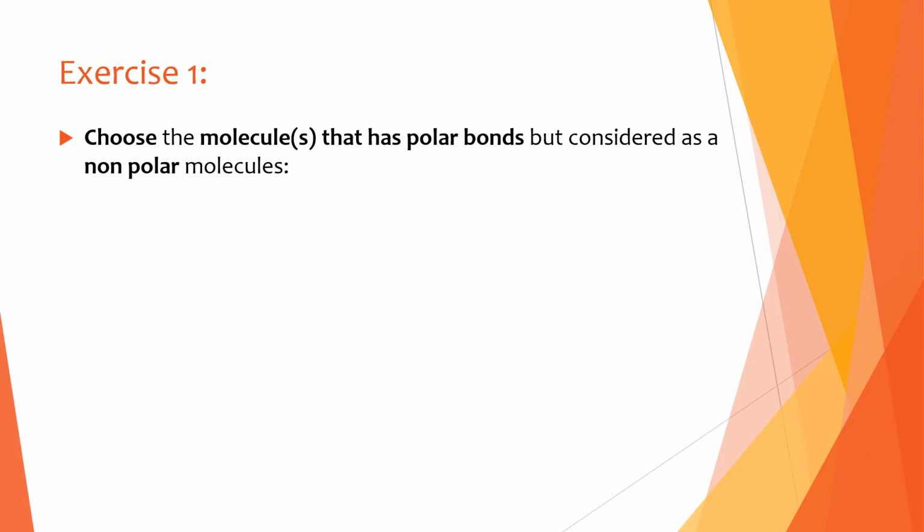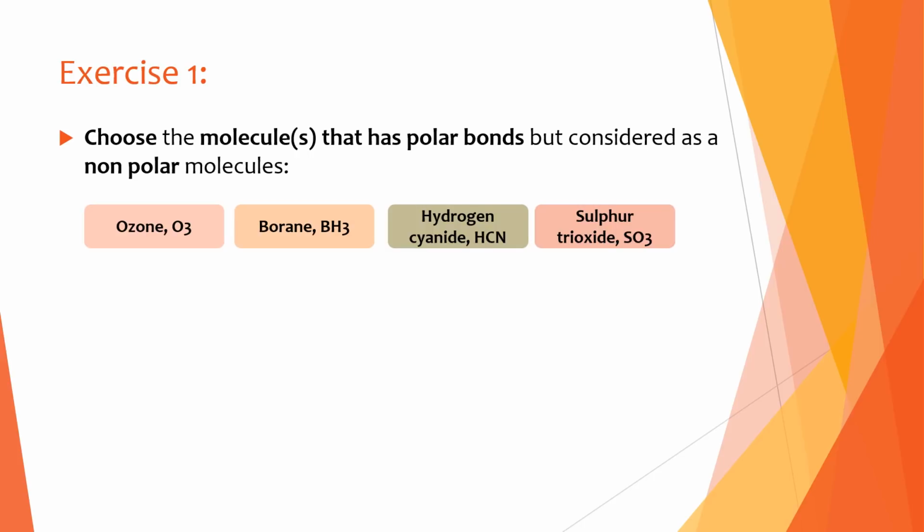Exercise 1. Choose the molecules that have polar bonds but are considered nonpolar molecules. So we have 4 molecules, which are ozone, borane, hydrogen cyanide, and sulfur trioxide. To determine whether the molecules are polar or nonpolar, you need to find the dipole moment first. But this question asks only for nonpolar molecules that also contain a polar bond.